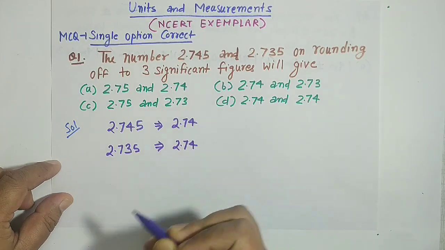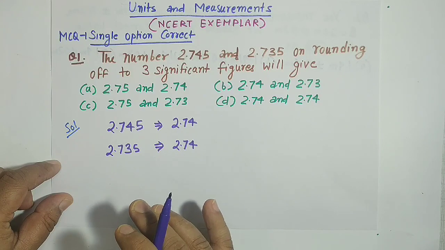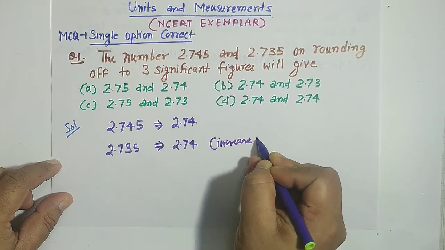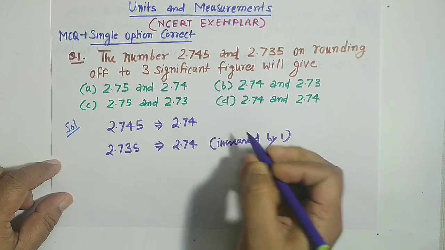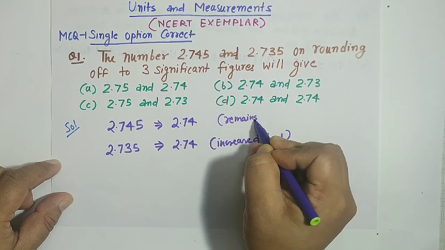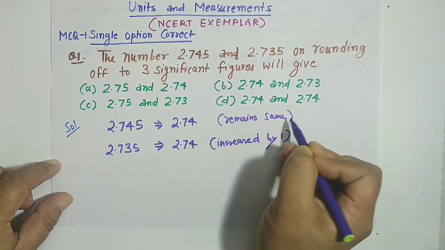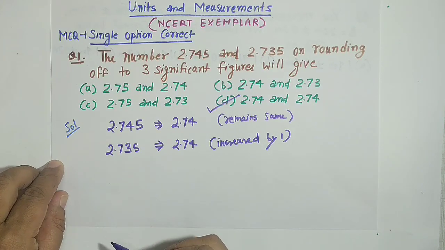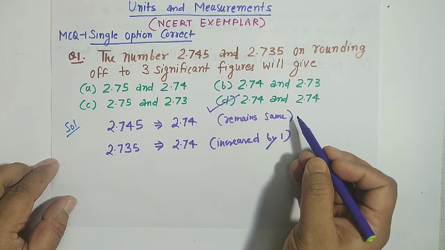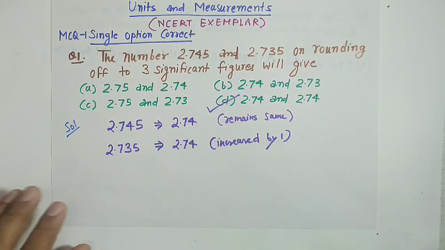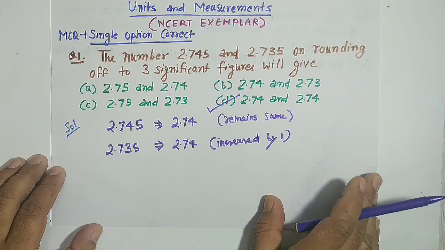So I think all of you got that when it is odd it will be increased by 1, and when it is even it will remain the same. Are you getting it or not? So the final answer comes D, that is 2.74 and 2.74. So the number rounding off to 3 significant figures will be this. This is the first question, a single option correct question.